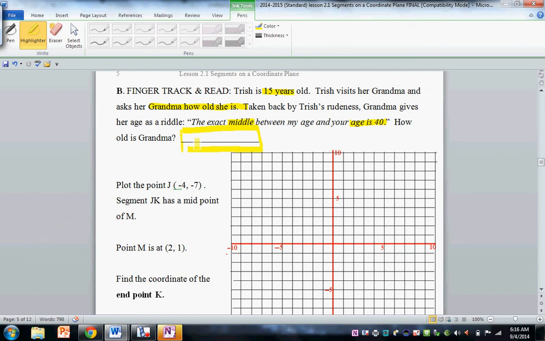I'd like you to take a moment and ask yourself, how old is Grandma? Actually do this. I'm going to wait 30 seconds. Trish is 15. Grandma is unknown grandma age. The exact middle between Trish and Grandma is 40 years old. Take about 20 seconds. Figure that out yourself.